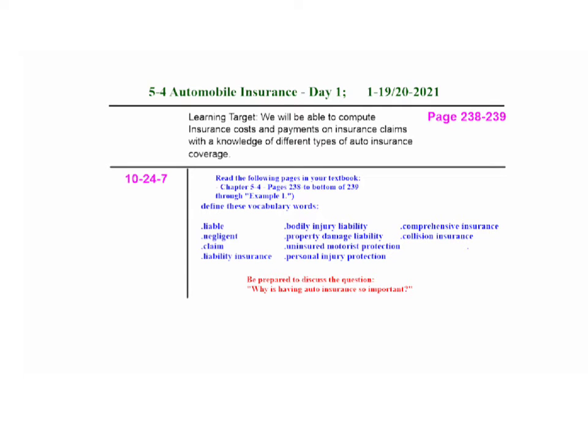Here is the list of our reading, which is on pages 238 to 239. And our vocabulary words. There are quite a few here. Liable, negligent, claim, liability insurance, bodily injury liability, property damage liability, uninsured motorist protection, personal injury protection, comprehensive insurance, and collision insurance. Quite a few of these are defined in our reading as we go through. I'll point them out to you. Please put these names down, and when you're ready, hit play to proceed to the next slide.